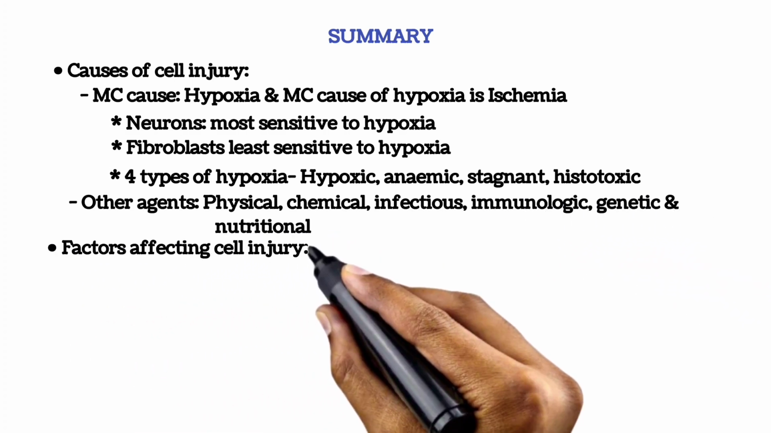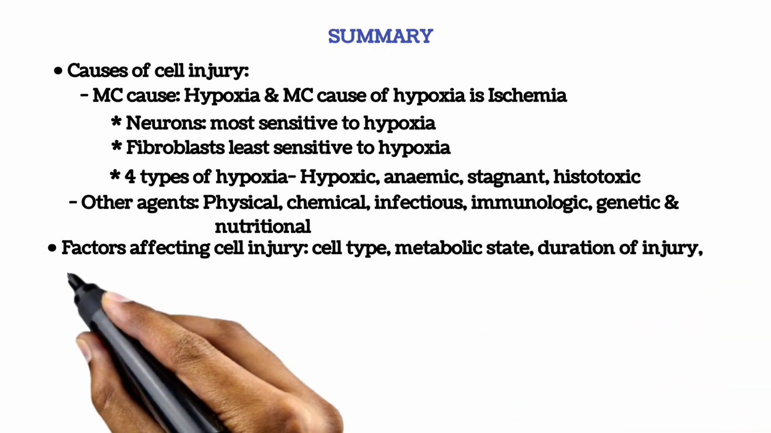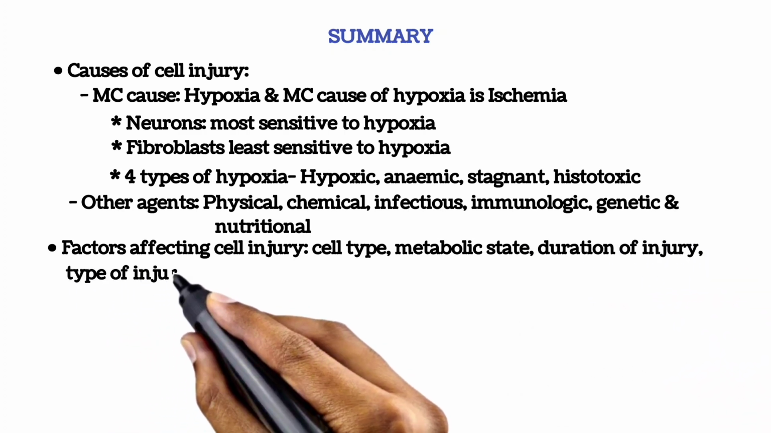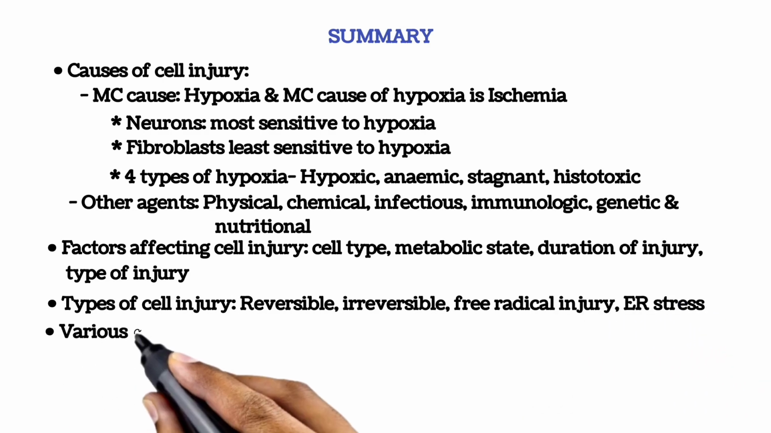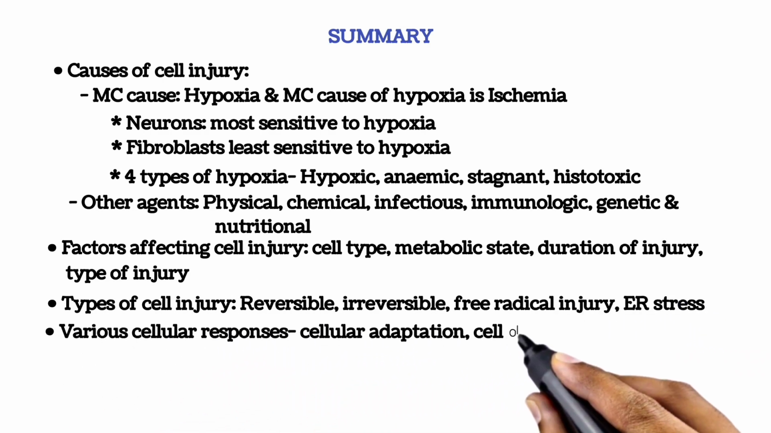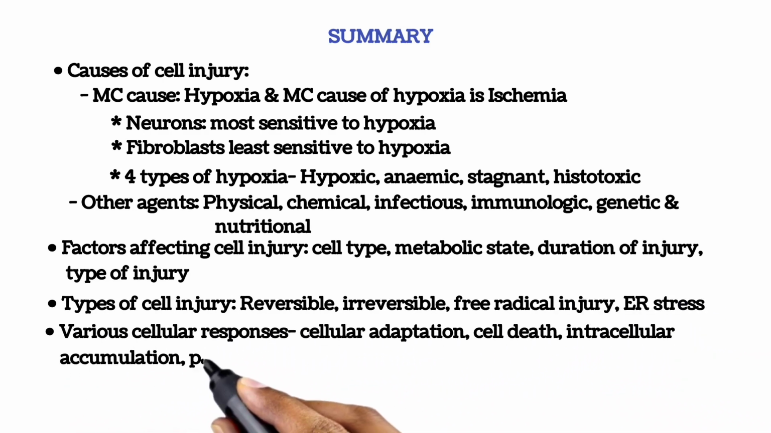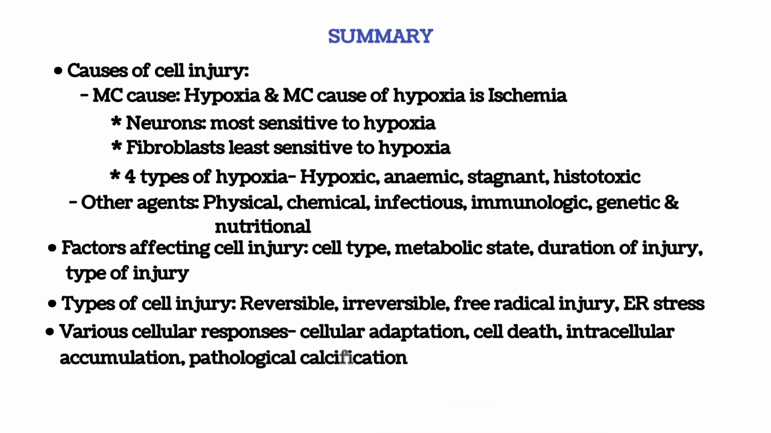There are factors affecting cell injury. As I have mentioned, they are cell type, metabolic state, duration of injury, and the type of injury. Then types of cell injury: reversible, irreversible, free radical injury, and ER stress. Various cellular responses include cellular adaptation, cell death, intracellular accumulation, and pathological calcifications.